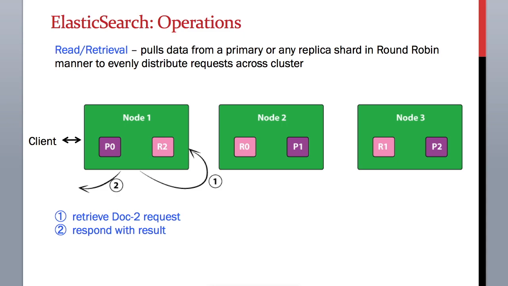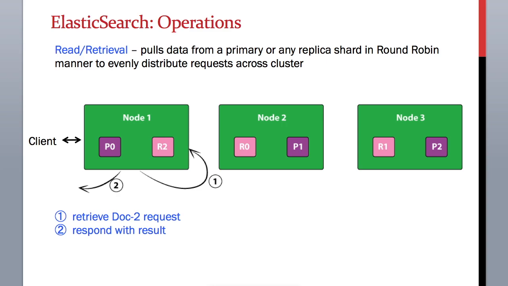So first it will run the hashing formula we just discussed in an earlier lesson to locate the shard ID of that particular document. When it finds out that for this document the shard ID is 2, then it will locate the node on which either the primary or the replica of that shard number 2 is located.